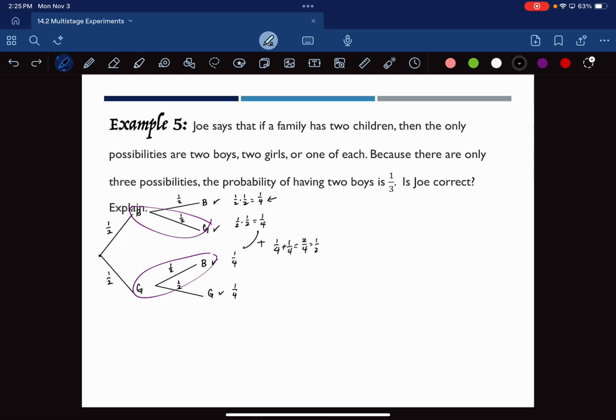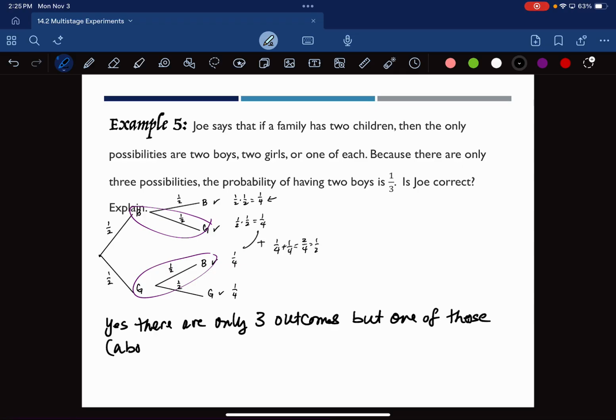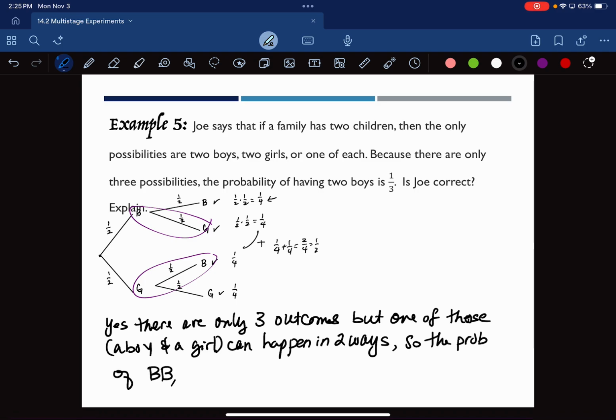So, yes, there are only 3 outcomes. But one of those, which is a boy and a girl, can happen in 2 ways. So the probabilities of boy-boy, boy-girl, and girl-girl are not equally likely.